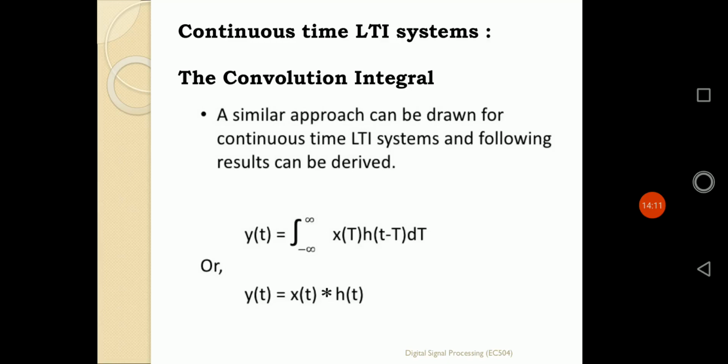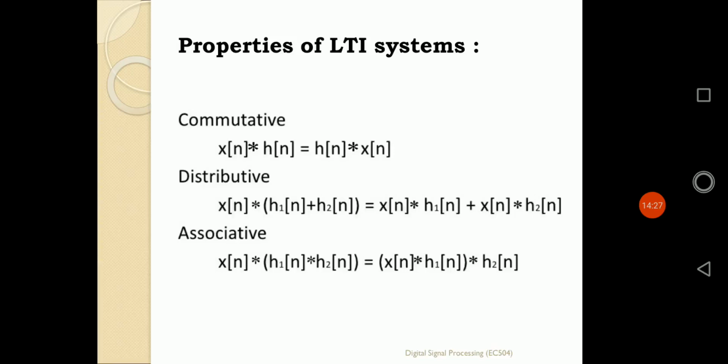The continuous time LTI system response can easily be calculated if I do the convolution of the system input x of t with h of t. So in that way you can easily find out the responses for an LTI system. So we have come across what the different types of LTI system are and how the system response can easily be calculated if the system is a discrete time system as well as a continuous time system. Now let us have a look at the properties of LTI system.